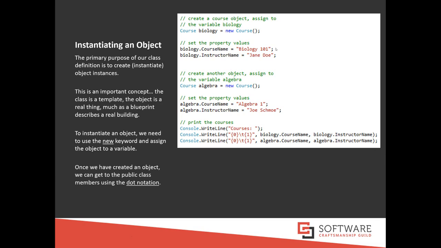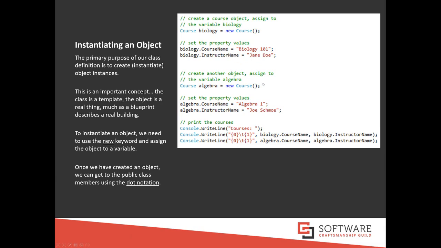So I can say biology, which is the name of our variable that contains an empty course, biology.coursename. I would like the object that is in the biology variable, I would like to take its course name property and set it equal to the string biology 101. Then I would like to take the instructor name of the biology instance and set it to Jane Doe. Then we can drop down and let's create another course.